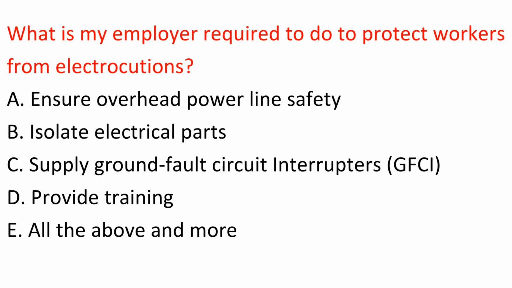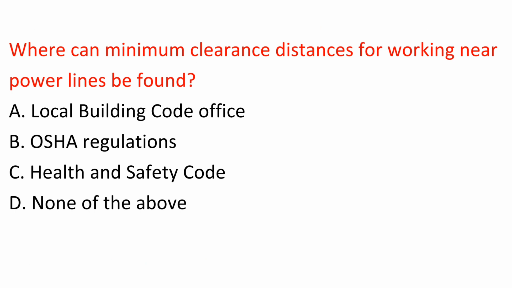Question. What is my employer required to do to protect workers from electrocutions? A. Ensure overhead power line safety. B. Isolate electrical parts. C. Supply ground fault circuit interrupters, GFCI. D. Provide training. E. All the above and more. Answer. E. All the above and more.